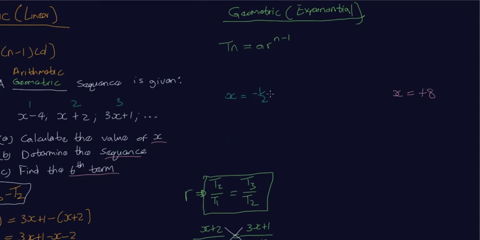So we must substitute in place of x, first we put x equals minus 1 over 2. We get our term 1 as minus 9 over 2, then our term 2 is 3 over 2, and then our term 3 is 1 over 2.